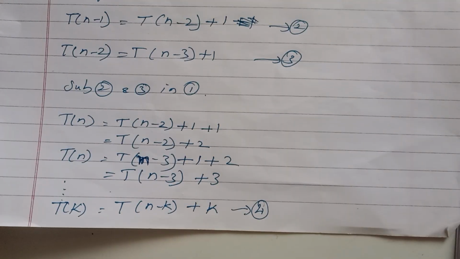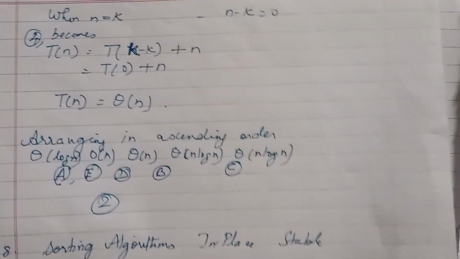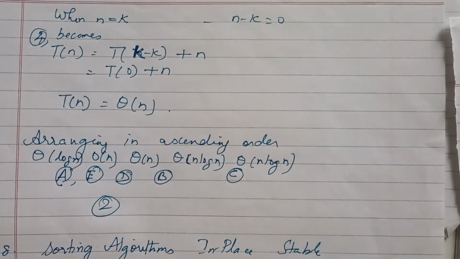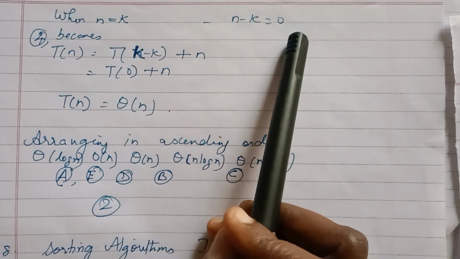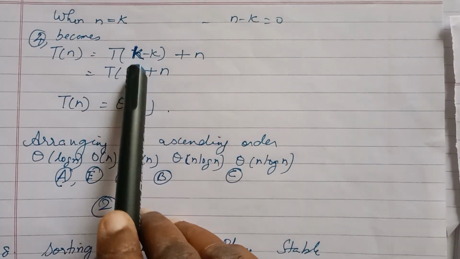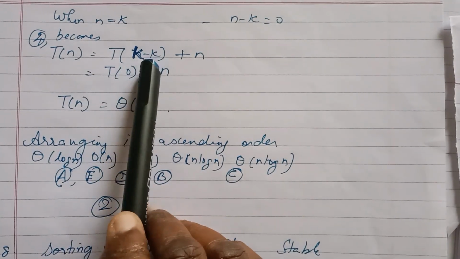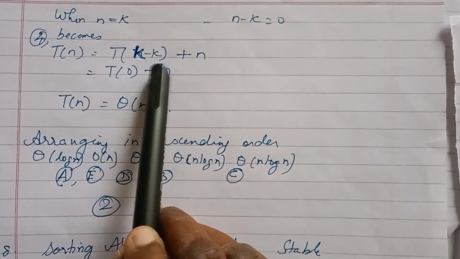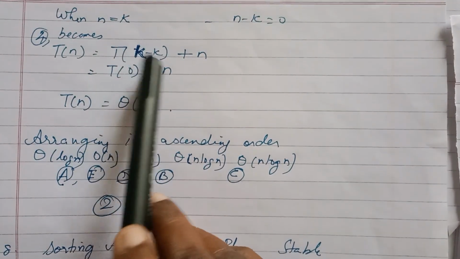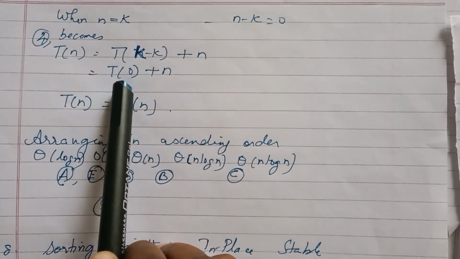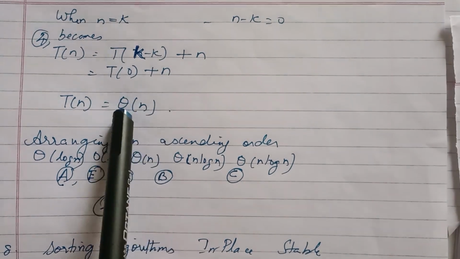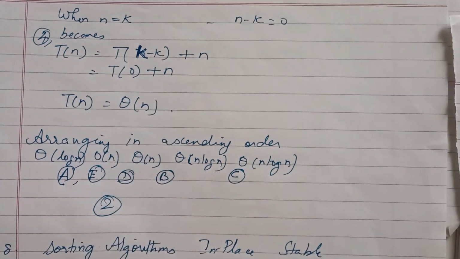Now in the condition when n becomes k, what happens? N minus k becomes 0. So n minus k becomes k minus k. So T of 0, and you have only n. So in this equation you have T of 0 plus n, which is order of n because you have only n.